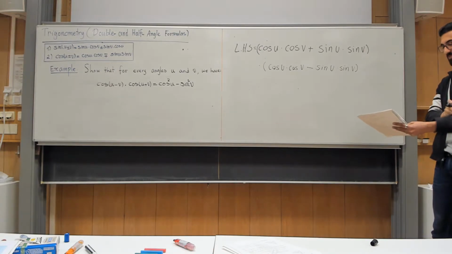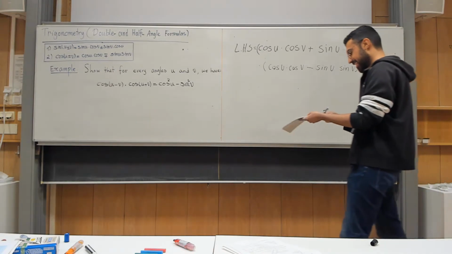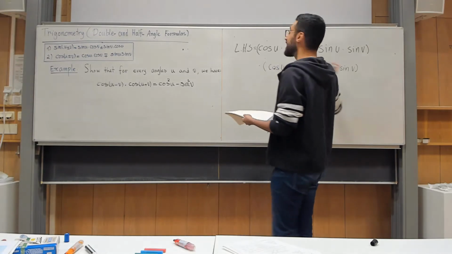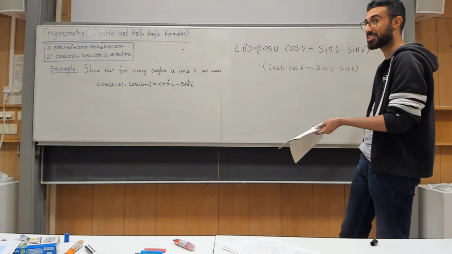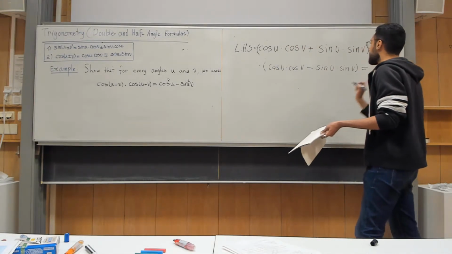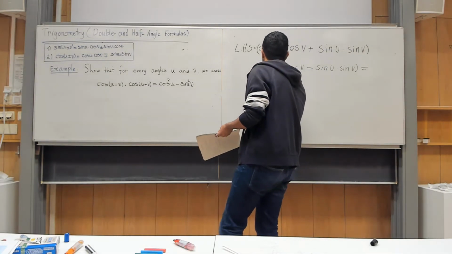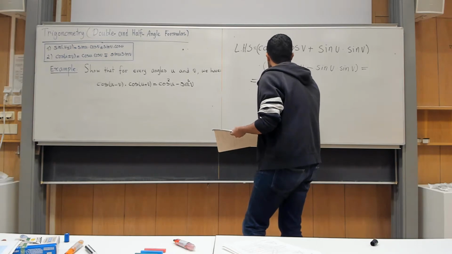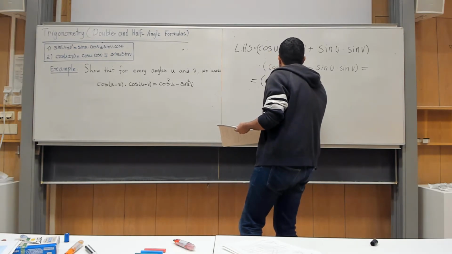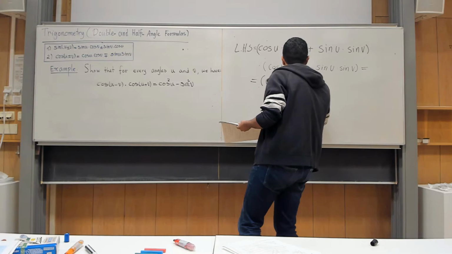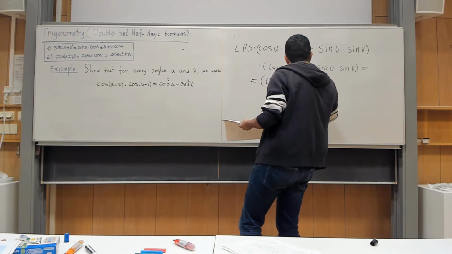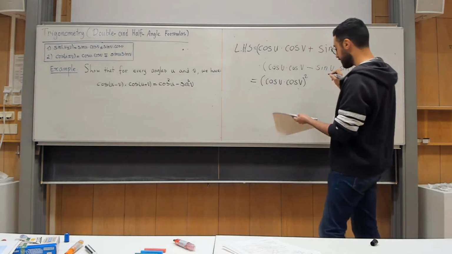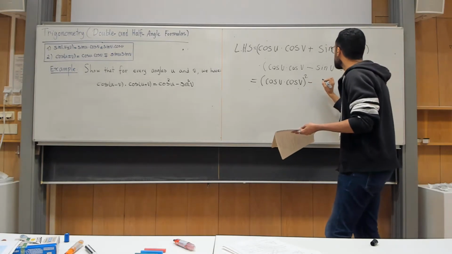And then I go on, because then I recognize this is conjugate pattern. So I can just do this and write the first one to the power of 2. And then it becomes a minus.